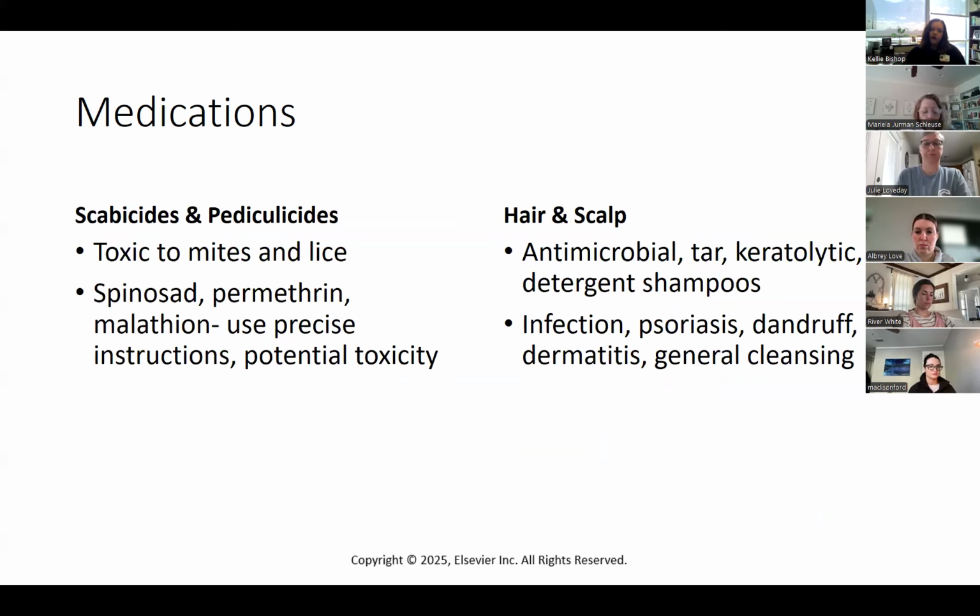Scabicides and pediculocides. These are toxic to mites and lice, so that's what we use them for. The ones that you'll mainly see used are spinosad and permethrin, and then there's also malathion, I think is how you say that. I've never used that, but permethrin is typically what you see used. You want to make sure you give precise instructions with these, because these are toxic.